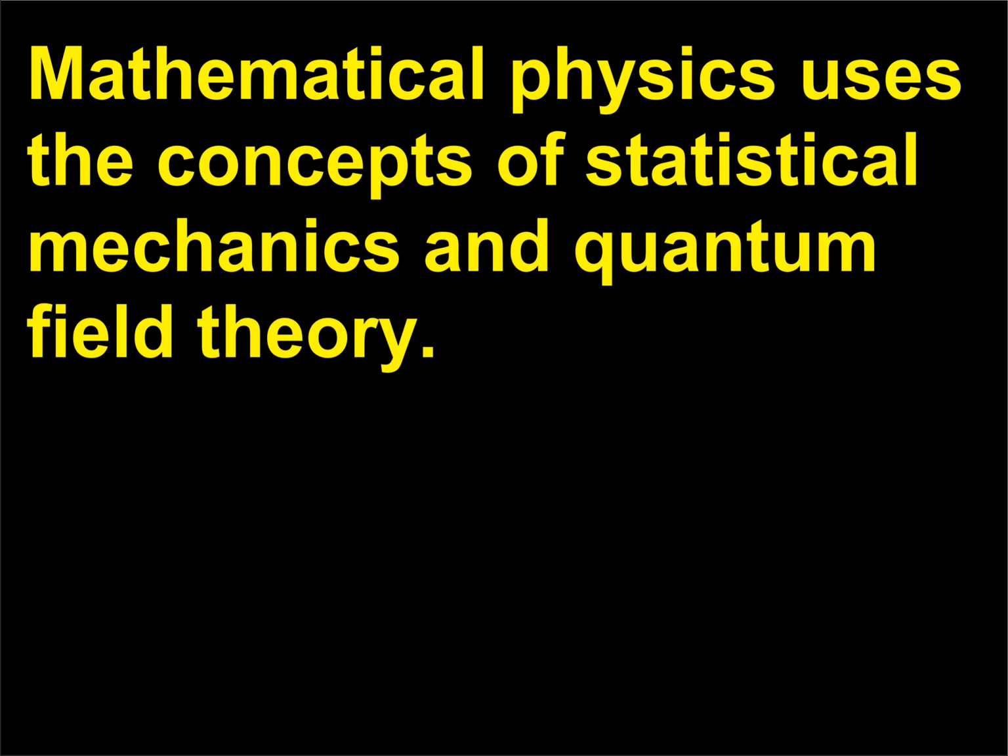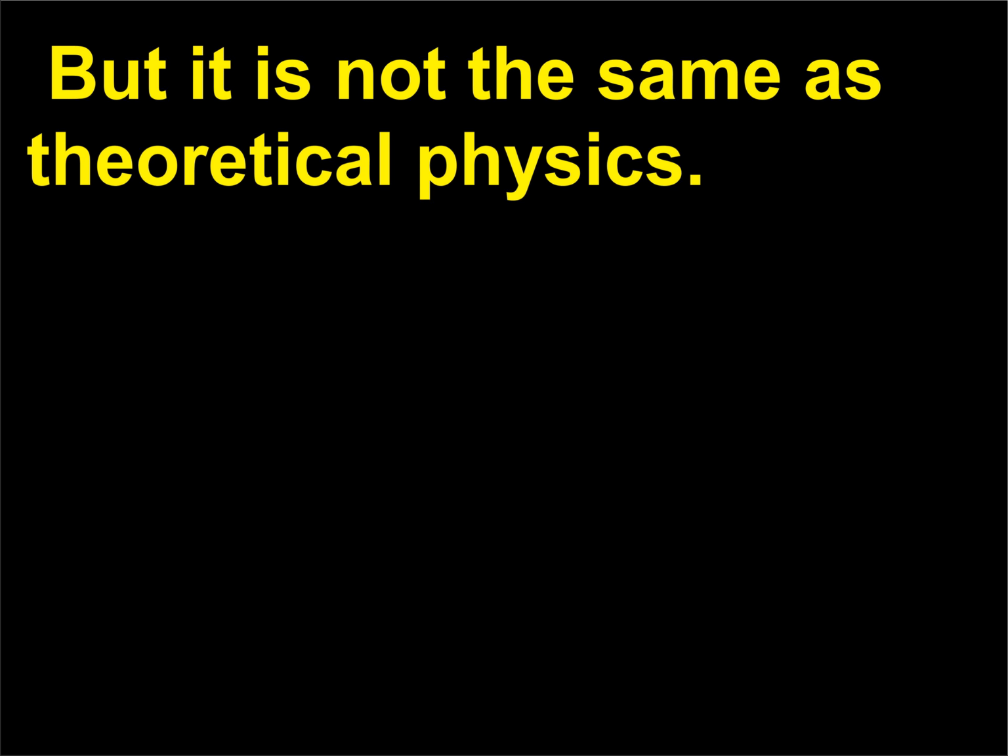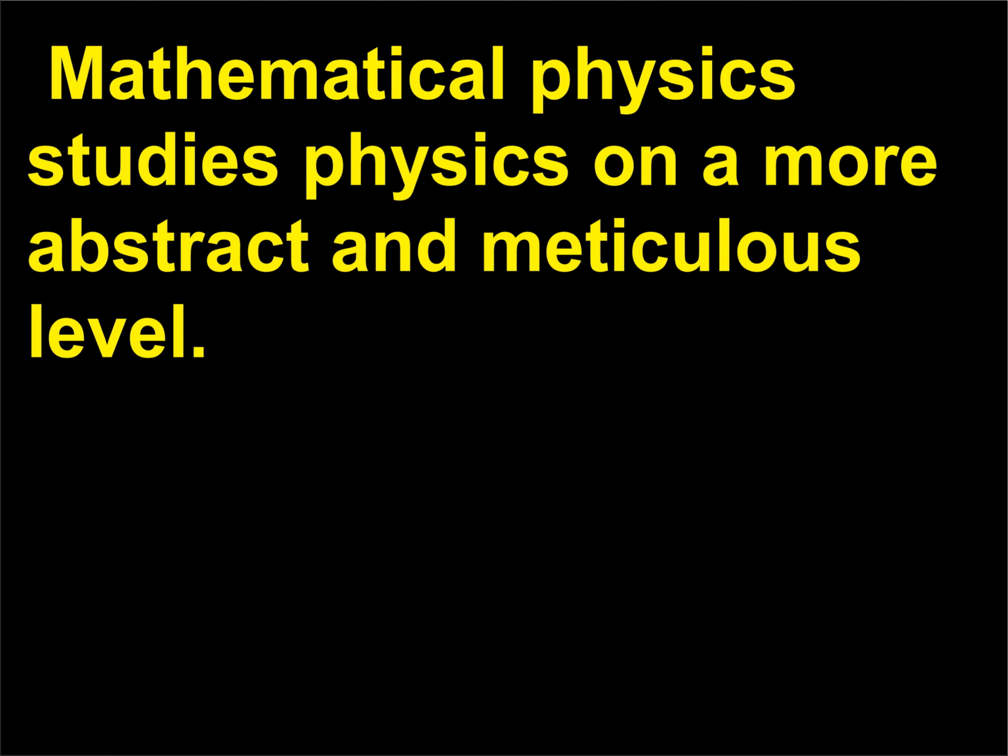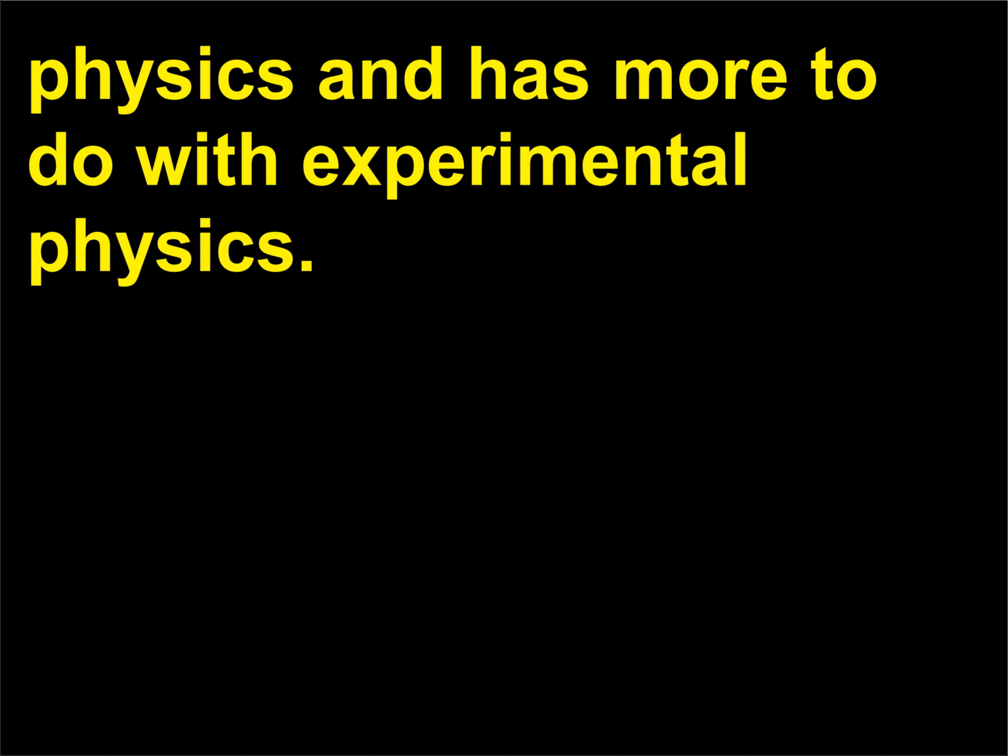Mathematical physics uses the concepts of statistical mechanics and quantum field theory. But it is not the same as theoretical physics. Mathematical physics studies physics on a more abstract and meticulous level. Theoretical physics entails less mathematics than mathematical physics and has more to do with experimental physics.